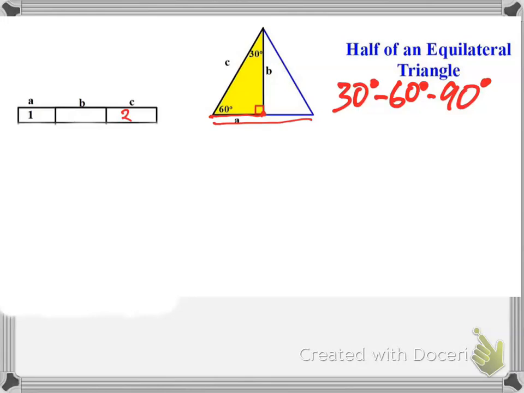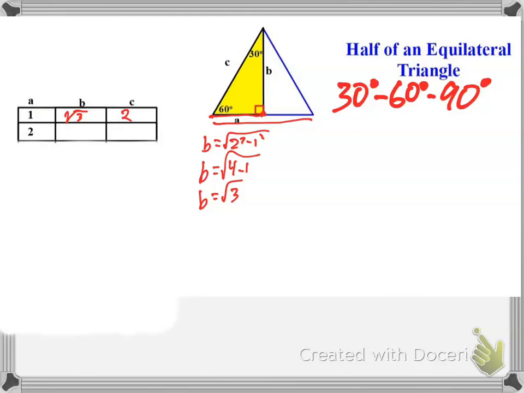So we will have B is the square root of C squared, so 2 squared, minus A squared, so minus 1 squared. All right, so B is equal to the square root of 4 minus 1. B is equal to the square root of 3. So the square root of 3. There we go. All right, and now let's take a look at another one.